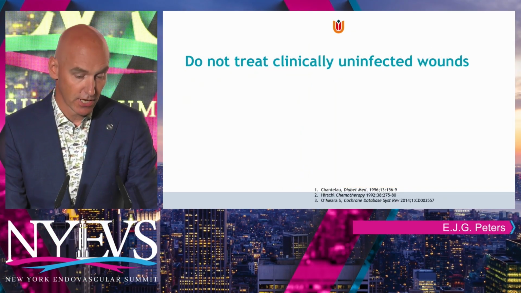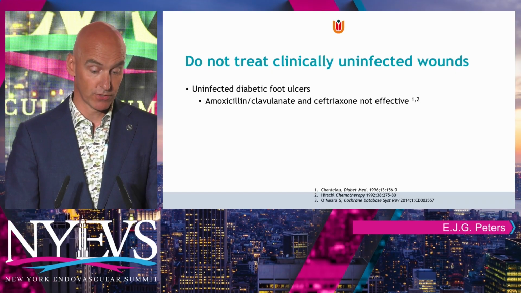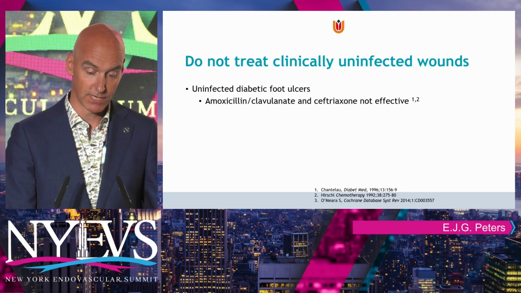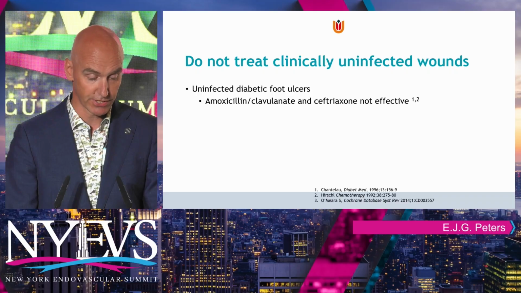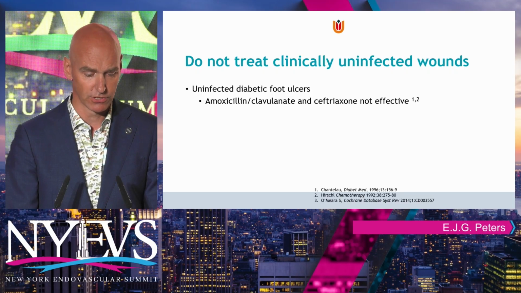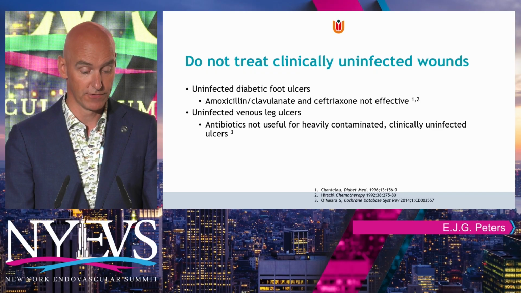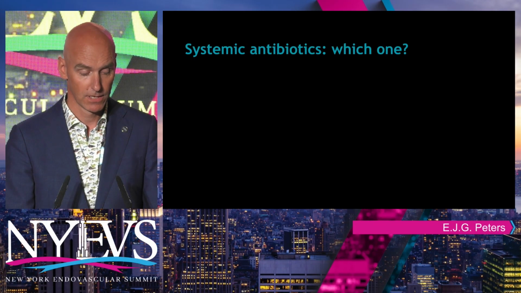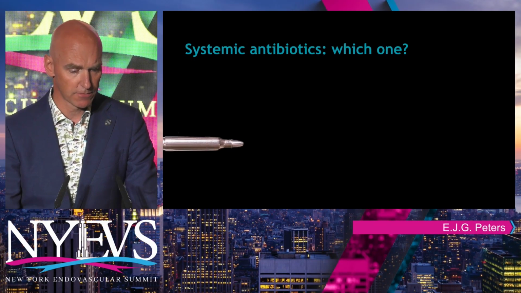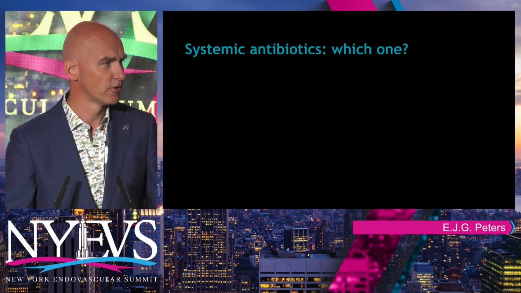If a patient does not have an infection, then you don't have to treat the uninfected wounds. That had been said in the previous session. Uninfected ulcers do not heal faster if you treat them with antibiotics, and the same is true for venous leg ulcers. So which type of systemic antibiotics should I give then? Is there a silver bullet we could use?